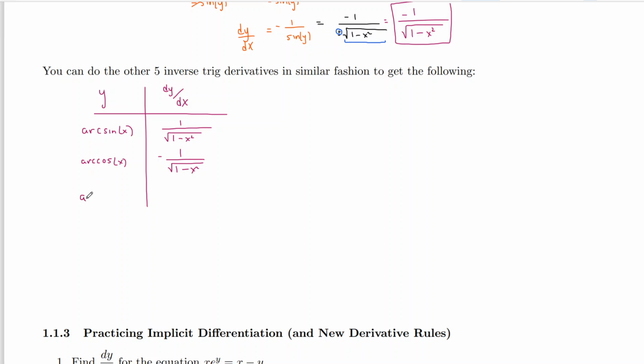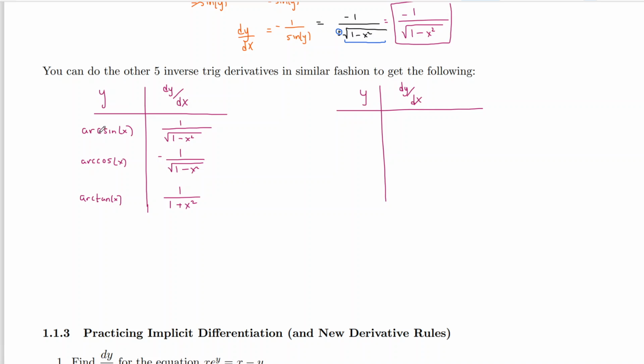And then arctan, the derivative of arctan is 1 over 1 plus x squared. Now this is probably the most common one, is arctan, but these 3 are probably the only ones you're really going to use. I'm going to go ahead and just write down the other 3 because I do think you should see them, but we're not going to use them very often at all.